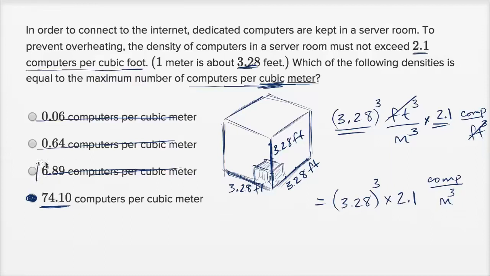This other choice is interesting because it's the answer you'd pick if you forgot to convert how many cubic feet are in a cubic meter, and just kept things in linear meters and feet. Then you might say, if I have 2.1 computers per cubic foot, and I have 3.28 as many feet per meter, not thinking in terms of cubic feet and cubic meters, then 2.1 times 3.28 is probably this choice here. I haven't multiplied it out, but that looks like 6.89. So that's where this answer actually came from.